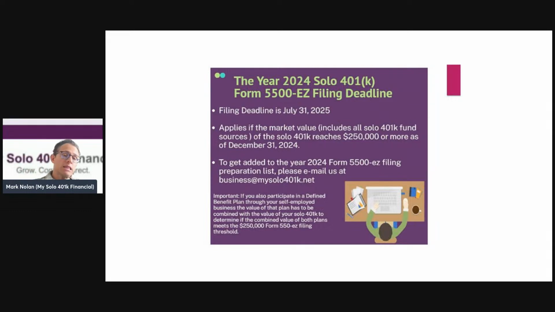For example, if your plan year ended December 31st of 2024, and the value of that plan is greater than $250,000, a Form 5500-EZ needs to be filed with the government by July 31st of this year. Again, we'll file that for our clients who timely request it. Because we don't have access to our clients' funds, we have no idea whether or not you need that 5500-EZ completed. So you need to communicate with us as the trustee of the plan. Let us know. This slide here talks about that.